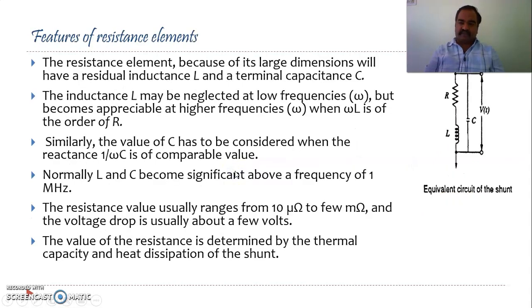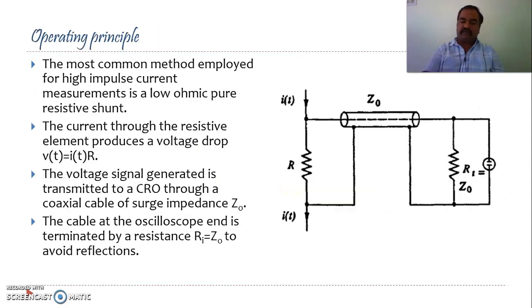Regarding the major features, the coaxial cable, the terminating resistance and the CRO are common things which we can easily find in the market. The conventional designs we can employ. The only special design is the resistive shunt, which we are supposed to design carefully such that it does not create a major voltage drop and is not affected by external factors.